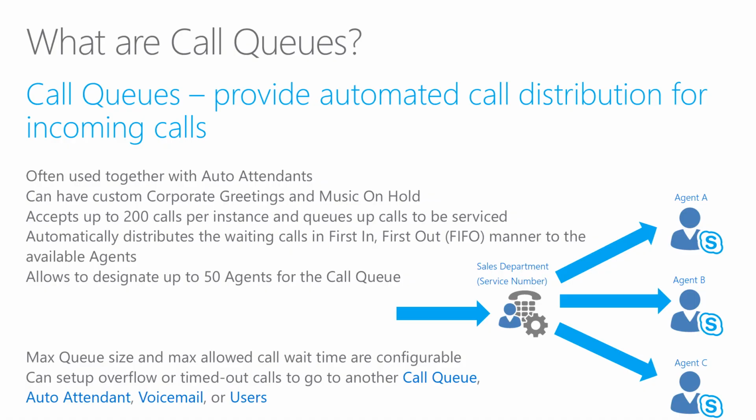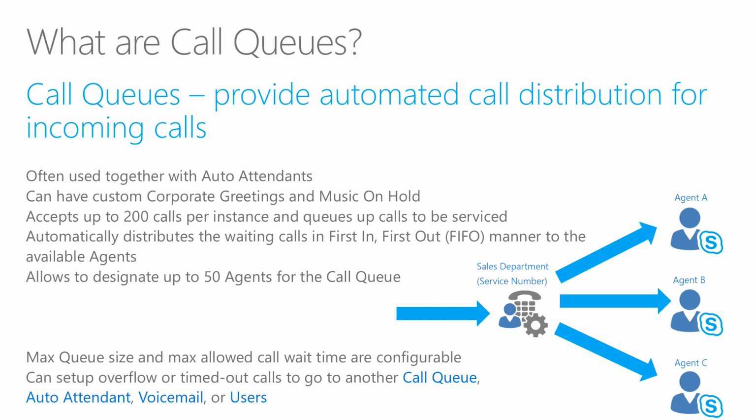So what are call queues? Call queues provide an automated call distribution for incoming calls. They're often used together with auto attendants. Basically you have this main number, a call comes in, and we then distribute the incoming calls over one or more agents. This is helpful, for instance, if you have a large sales department, so everybody gets offered the calls, so your customers are helped as quickly as possible without the interception of a receptionist.